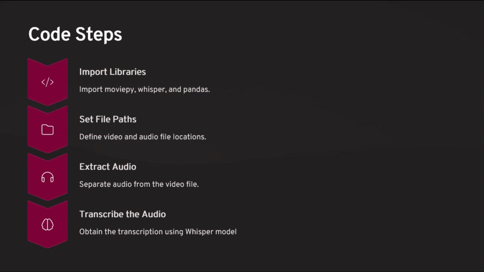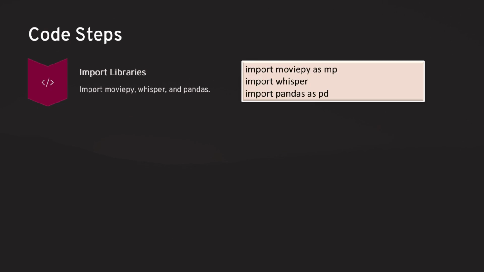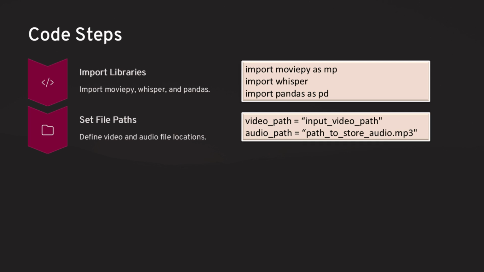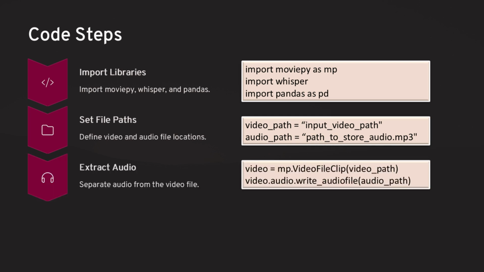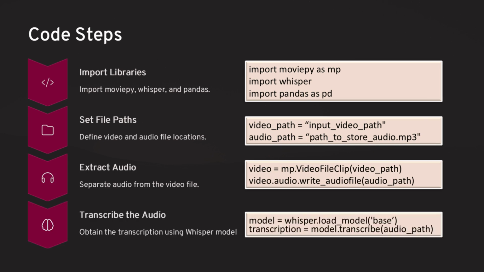Now these are the steps required to perform video transcription. First, we need to import the required libraries. Next, we have to define the input video path and a path for saving the audio file. And then extract audio from the video. Finally, obtain the transcription of the audio and save the transcription.